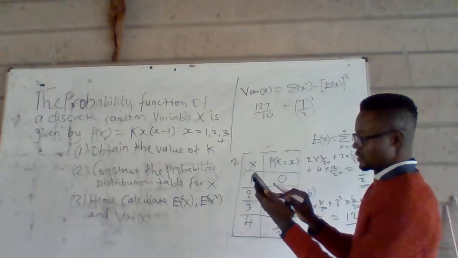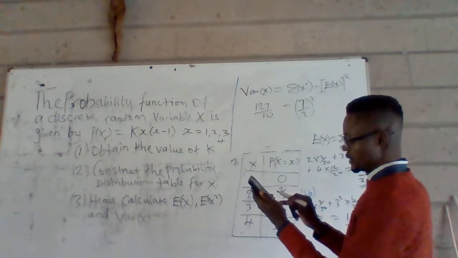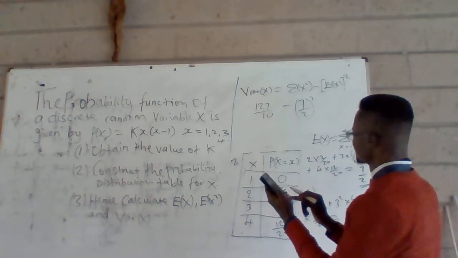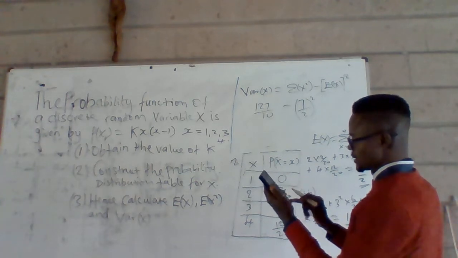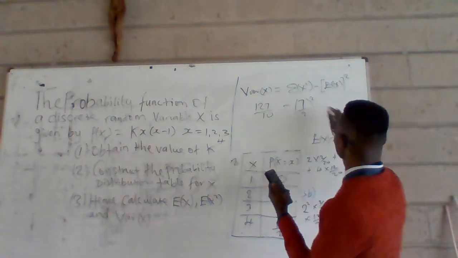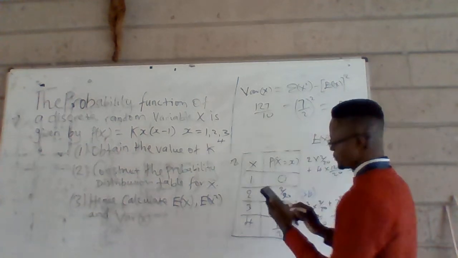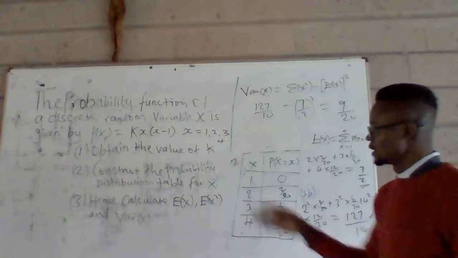So what we have is 127 divided by 10 minus 7 over 2 squared. This will give you 9 over 20. And this is exactly what we are supposed to do at this point.